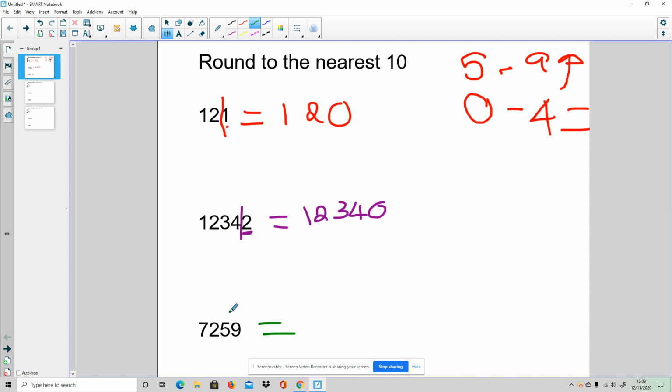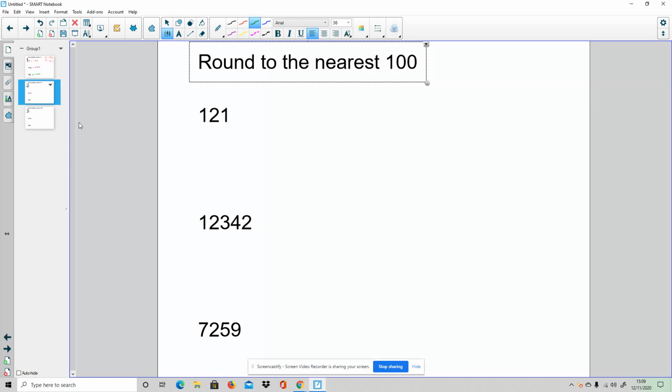So 12,340. We'll change the pen again for this last one. Okay, so draw a line after the tens column. Now the 9, okay, we need to decide whether it's going to go to 7,260 or stay as 7,250. Okay, so a 9 we know makes the number go up to the next 10. So our answer would be 7,260.